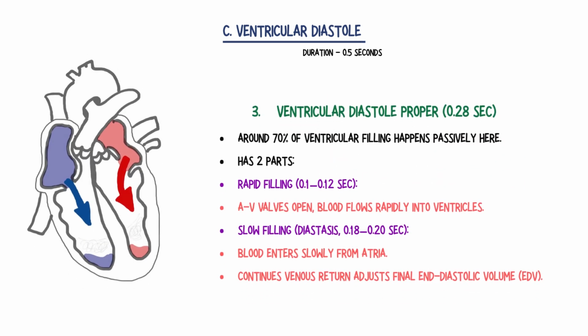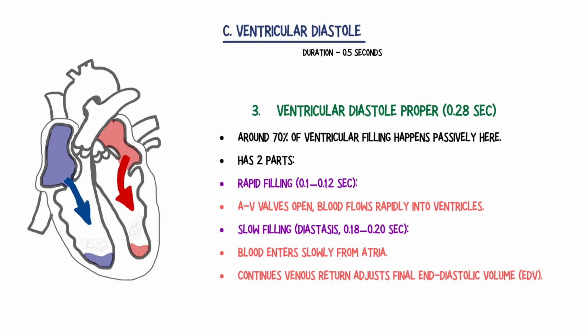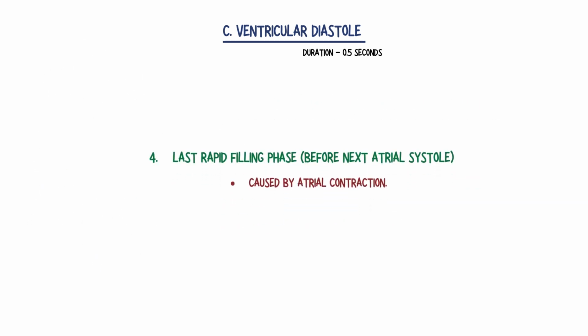Then comes the ventricular diastole proper, where 70% of the blood flows passively into the ventricles. This happens in 2 steps, first rapid filling, then slow filling called diastasis. Finally, in the last rapid filling phase, the atria contract to push in the final volume of blood.